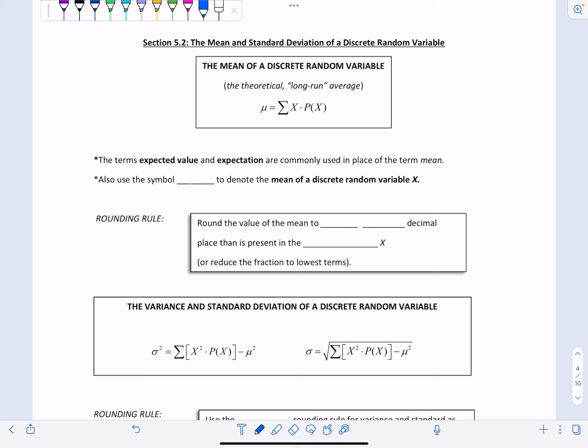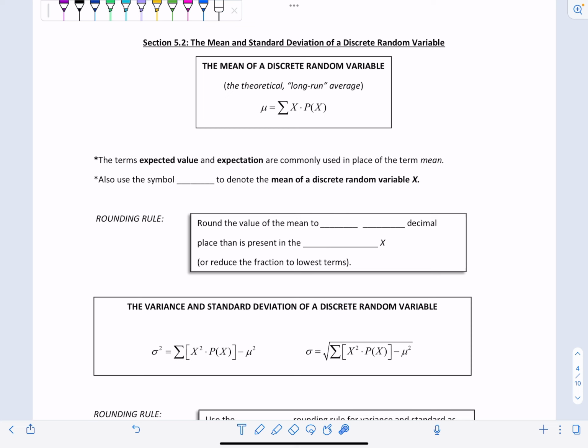You add up, that's that sigma, that means add them up, each of the x's, the values that the random variable takes on, times the probability. Okay, we'll work through examples so you can see exactly how this formula works. It's not as scary as it looks.